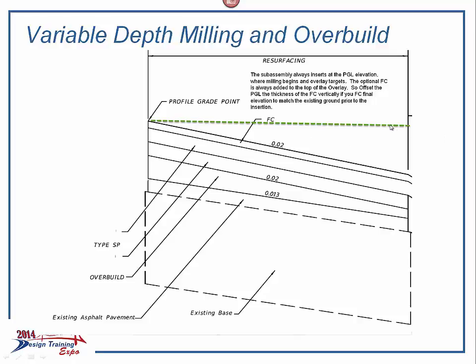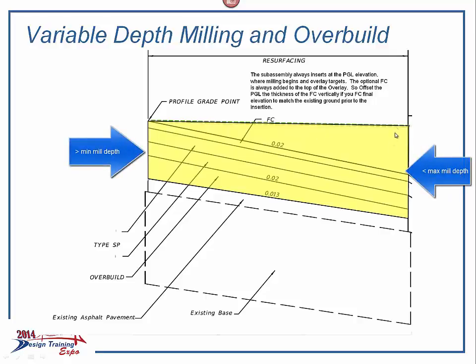So what will happen is we will sample, the subassembly will determine we are outside of tolerance. It's going to do a variable depth mill to try to achieve the design cross slope within whatever constraints we have on the milling, like a minimum or maximum milling depth. In this case, of course, this depth would have to be tested against our maximum depth, and this depth would have to be tested against our minimum depth. But if our depths, minimum and maximum, constrain how much it can variable depth mill, it will then have to revert to an overbuild situation to achieve our design cross slope.